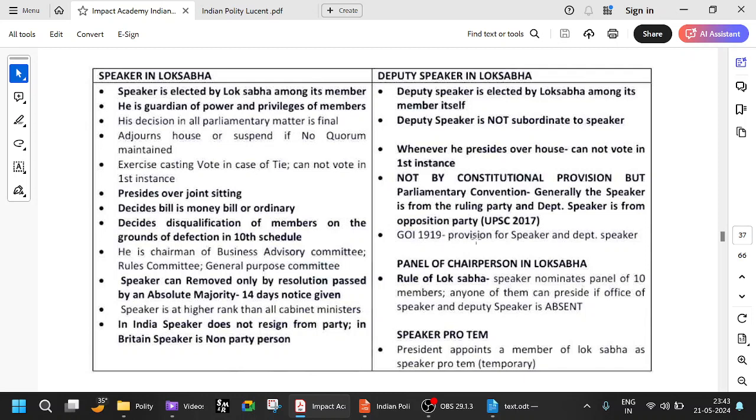In the Government of India Act 1919, provision for speaker and deputy speaker was provided, which is the Montagu-Chelmsford Reforms. Now, the panel of chairpersons in Lok Sabha: as per the Rules of Lok Sabha, the speaker nominates a panel of 10 members. Any one of them can preside if the offices of speaker and deputy speaker are absent. So if both speaker and deputy speaker are not there, then a panel of 10 members, already nominated by the speaker, can act in his place.